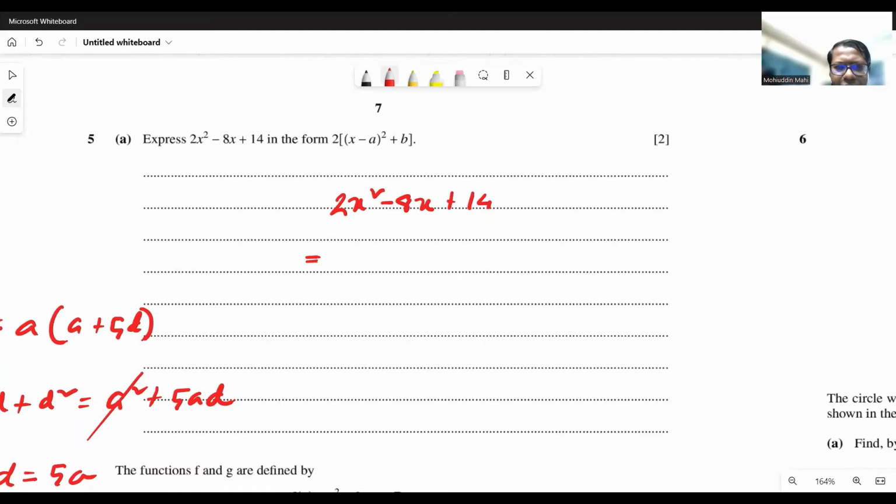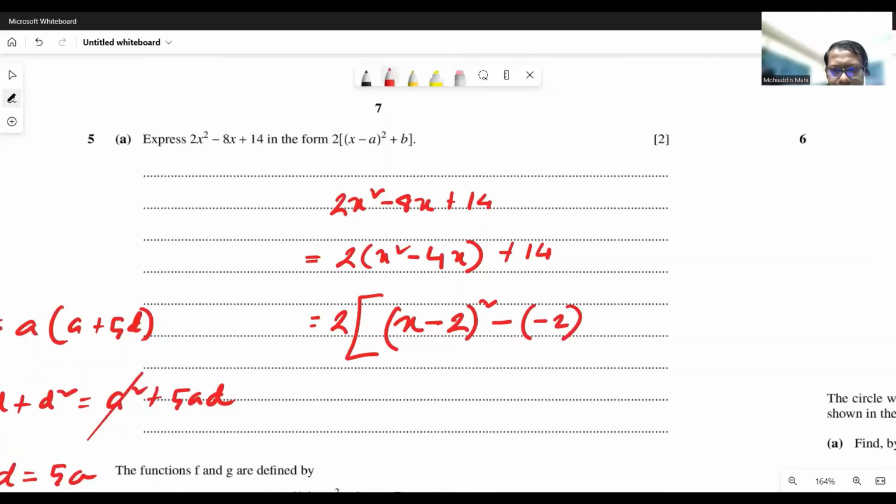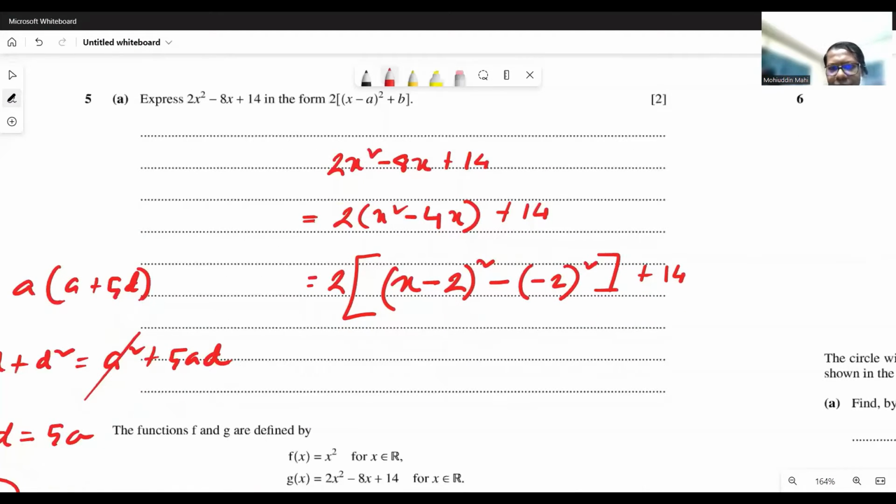So at first we have to take 2 as common. You know the formula. So what's the formula? You have to divide the coefficient of x by 2, and you also have to consider the sign. If it was plus, I would write plus, but as it is minus here, you have to write down minus.